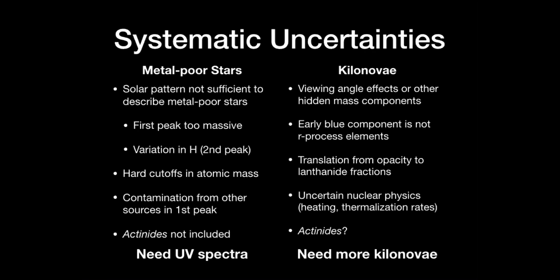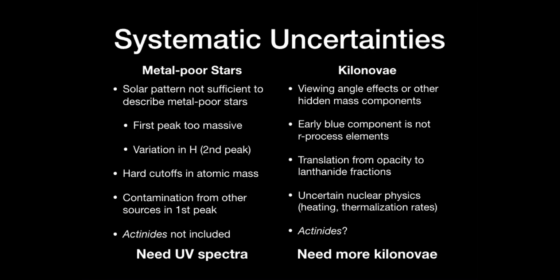So I assume that the elements in the second and third peak had the same ratio as the sun relative to the elements of the rare earth peak. And that's not actually something that we've constrained. So I'll talk about that in a bit. We also did very hard cutoffs in atomic mass, and we're worried about contamination in our complete sample. And we're also worried about actinides because we actually ignored those.